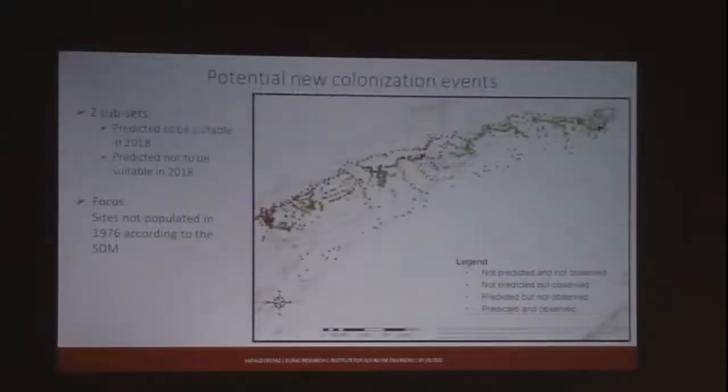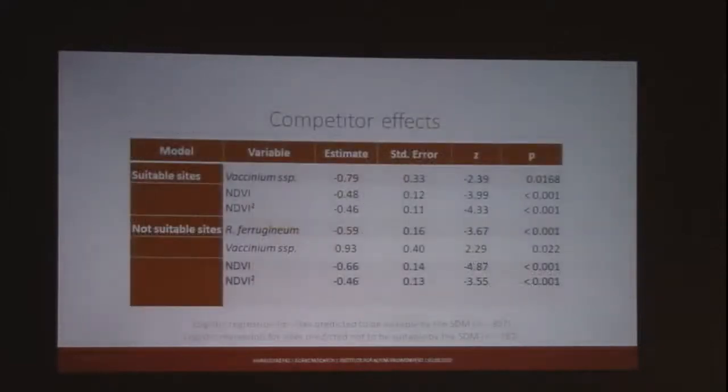And now that we knew that the indicators are meaningful, we focused more on potential new colonization events. So basically we used the same data set as before, but we eliminated all the sites that have already been colonized in the year 1976 on the basis of the species distribution model, which simulated the extent of that year. And we have evaluated these sites then by means of two multiple logistic regression models. One for sites that have been predicted to be suitable for the species, and one for sites that have not been predicted to be suitable for the species.